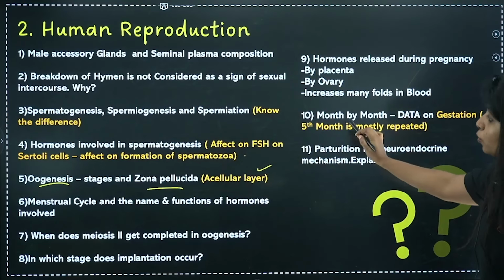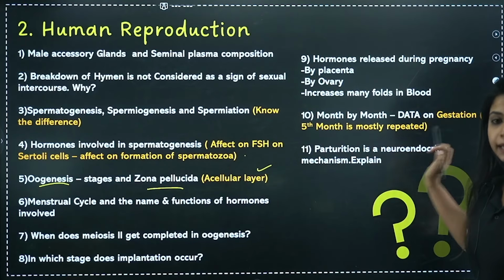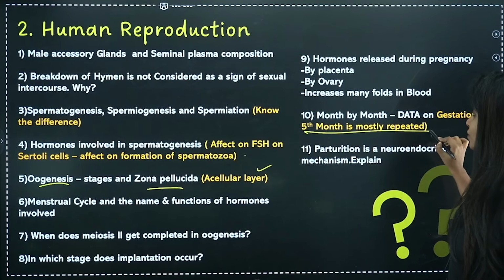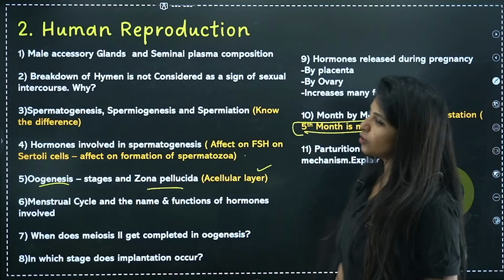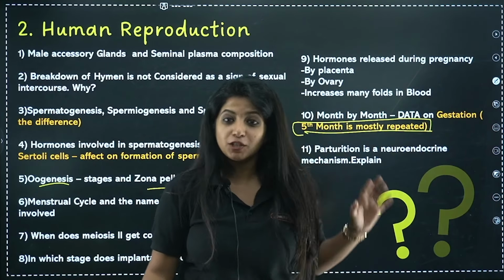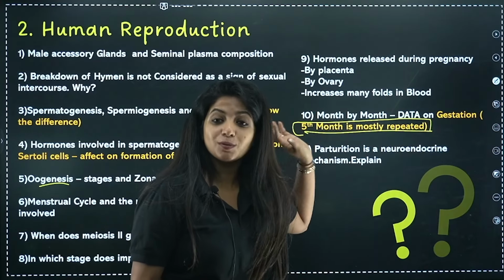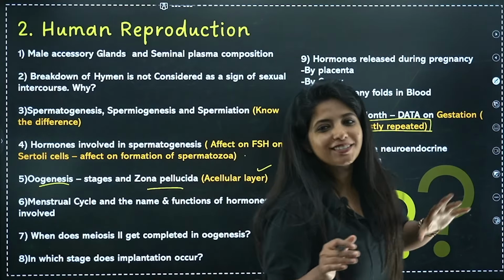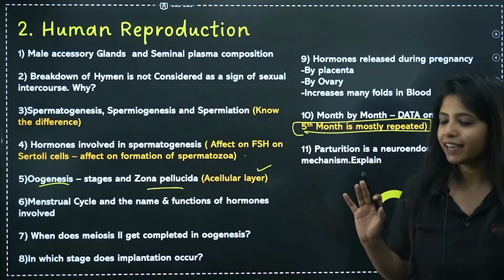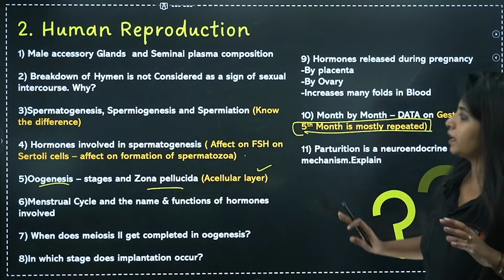Apart from that, when we go through the month by month data, please understand that the 5th month is mostly repeated. There's no guarantee that other months are not going to come, which is why I said study all the things, but please understand the 5th month is mostly repeated. So give extra consideration to all of it. Then parturition is a neuroendocrine mechanism, all of it.